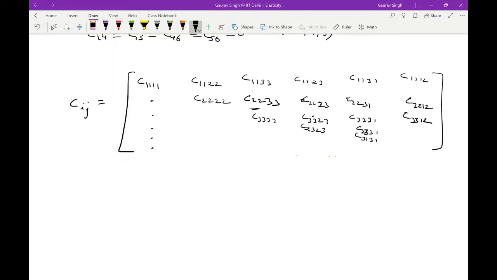So this is 3312, and then you have 3332, 3331, 3312, then 2323, 2331, and 2312. C3131 is equal to C3112, C1212.